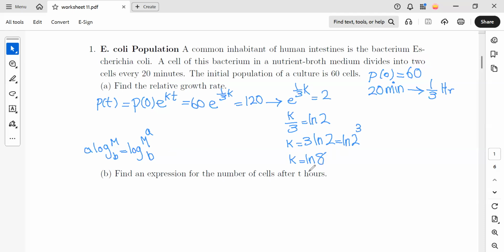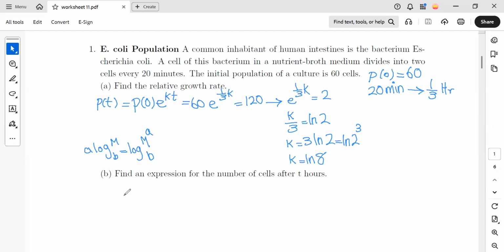We're not going to use a calculator to find ln of 8 in terms of decimals because if we want to write that decimal here, we would cut it off or round it up. So there will be more error if we use it and then round another time. So k is ln of 8.